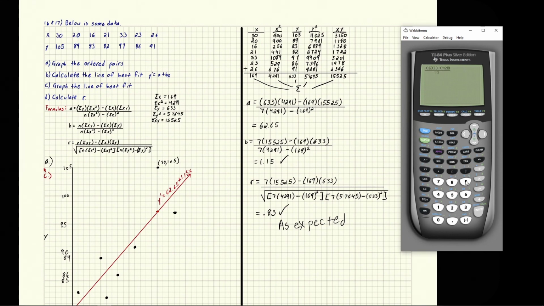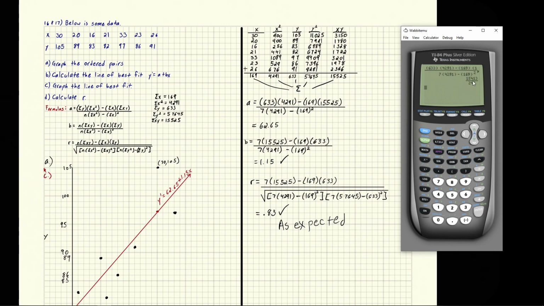So 4291, and then we do minus parentheses 169, close parentheses, open, 15525, close parentheses. On the bottom we have 7 parentheses, 4291, close parentheses, minus, open, parentheses, 169, close parentheses, square. And just make sure, I would go back and look at what you wrote in, and we hit enter.